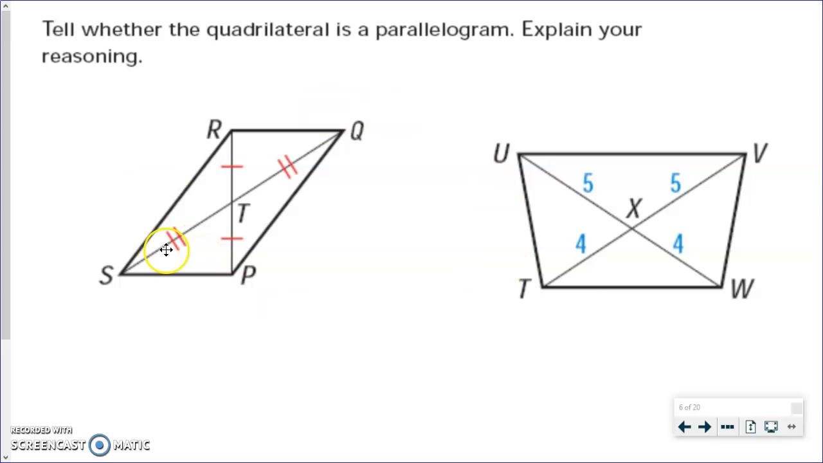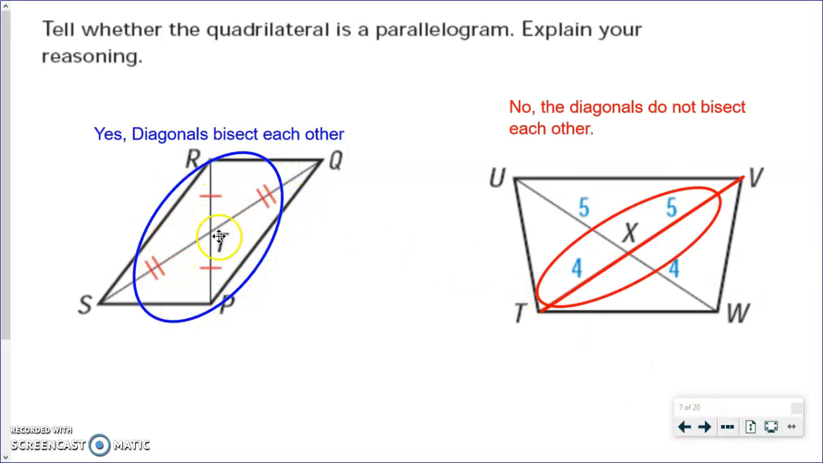So let's take a look at these. Do these look like parallelograms? Here we've got some information about the diagonals, and we have lengths of the diagonals here. So what do you think? Is this one a parallelogram? That's right, it is. And how about this one? No, it doesn't look like one. And we can use these lengths here to show that it's not.